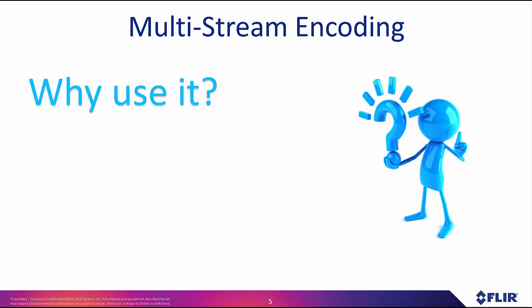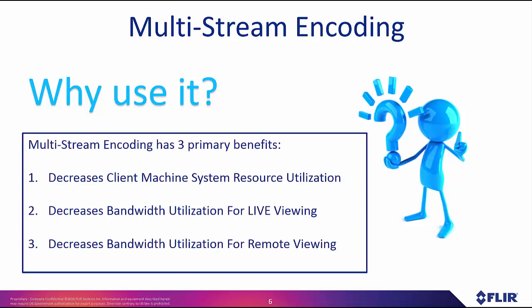So why should we use multi-stream encoding? Why can't I use the same stream for everything? Well, I could, but again, it's sort of limiting me to a couple of factors. And with multi-stream encoding, we can overcome those factors. So basically, if you see down at the bottom here, multi-stream encoding has three primary benefits.